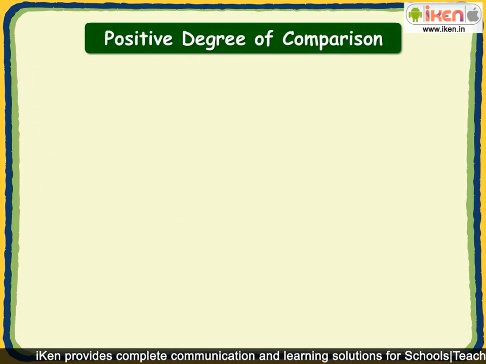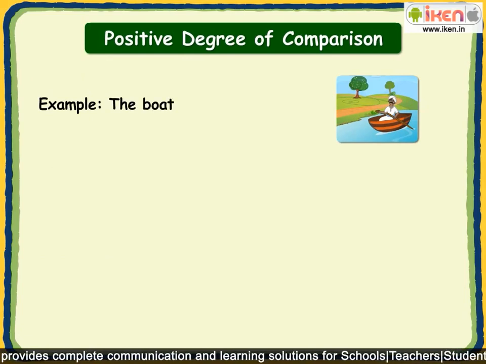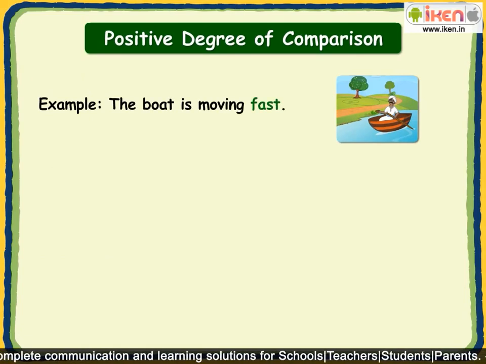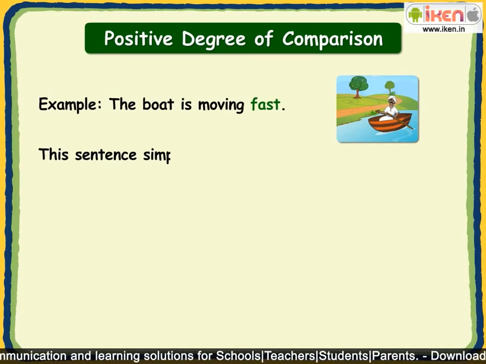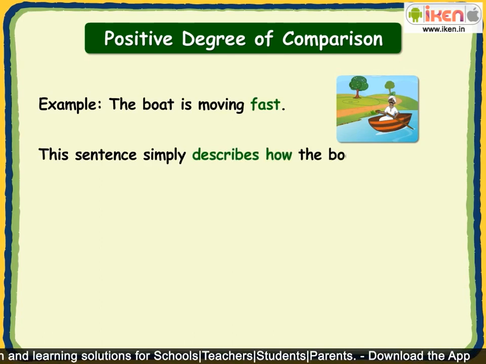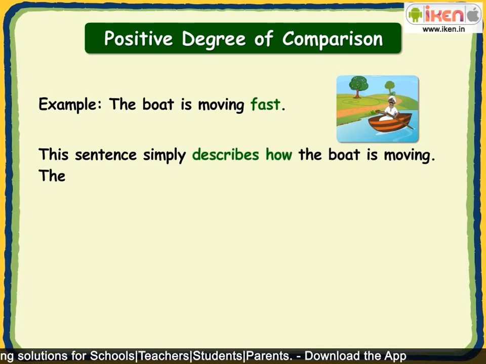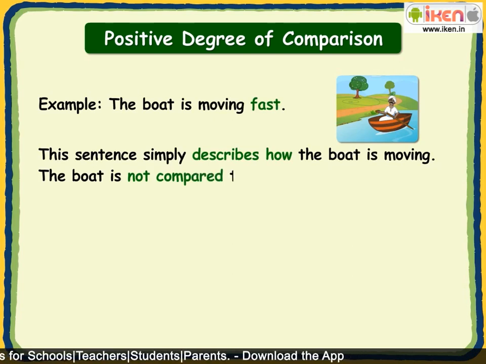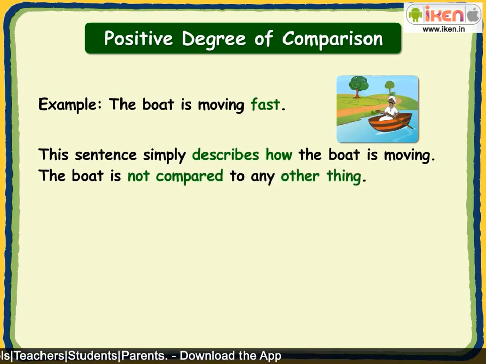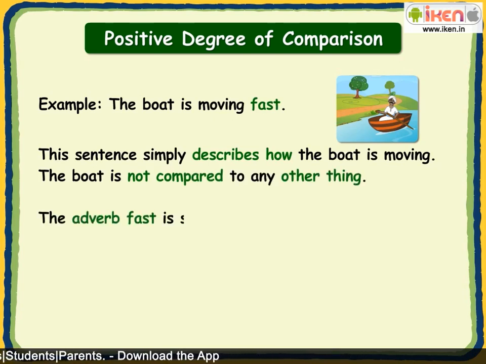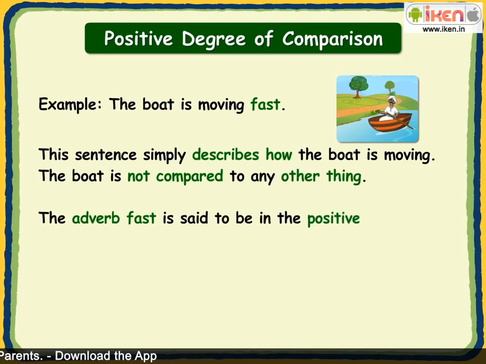Look at the following sentence. The boat is moving fast. This sentence simply describes how the boat is moving. The boat is not compared to any other thing. The adverb fast is said to be in the positive degree.